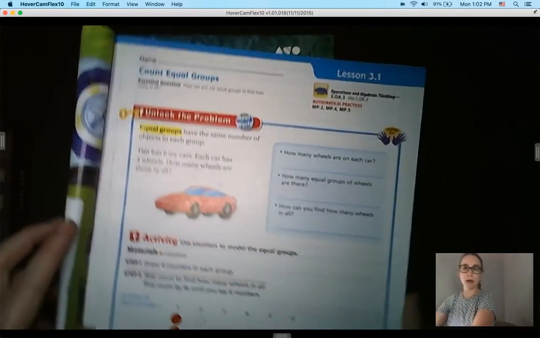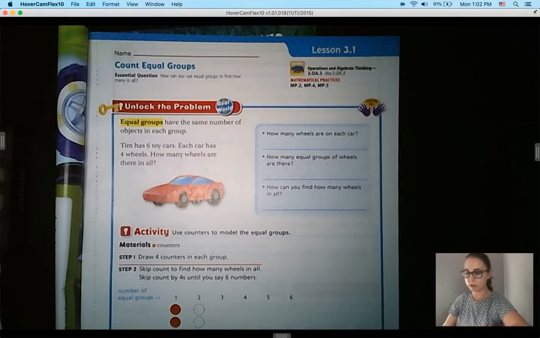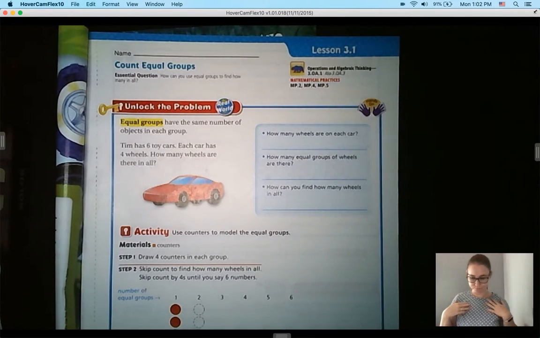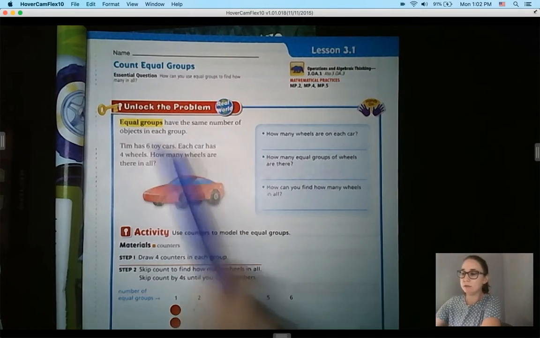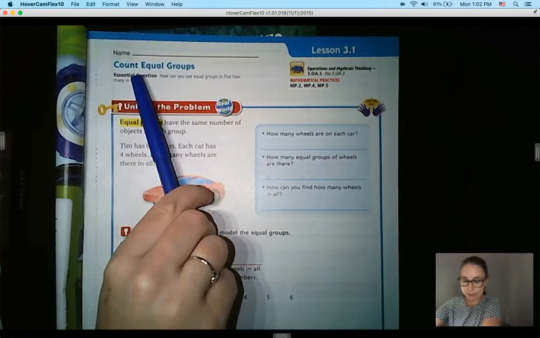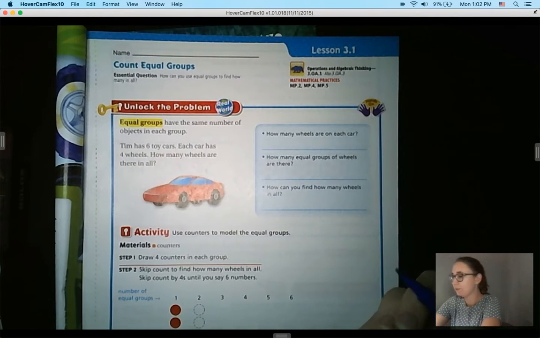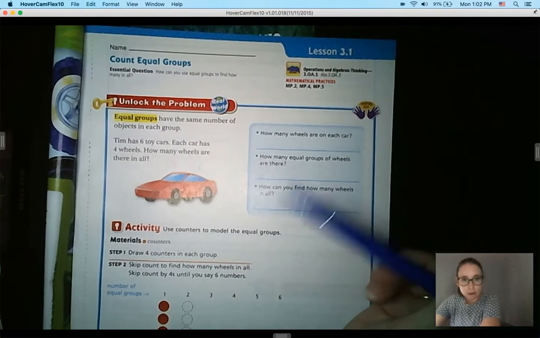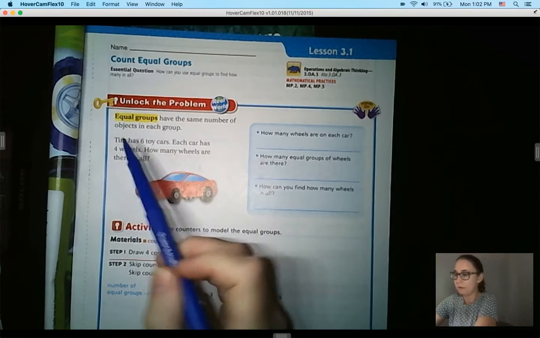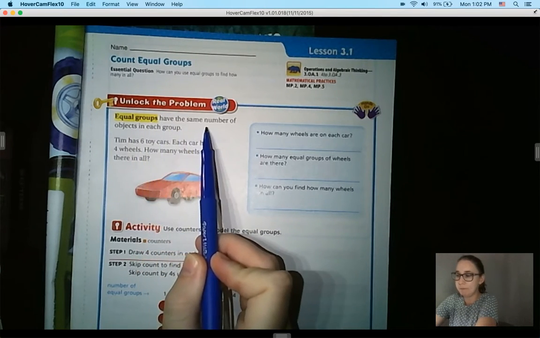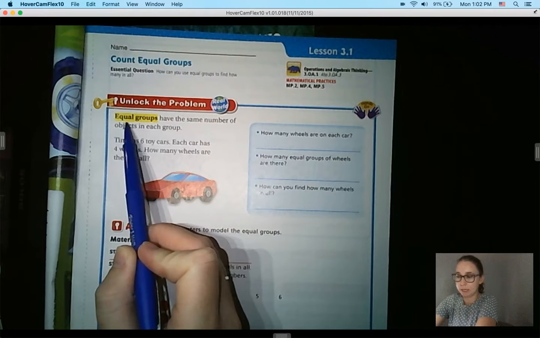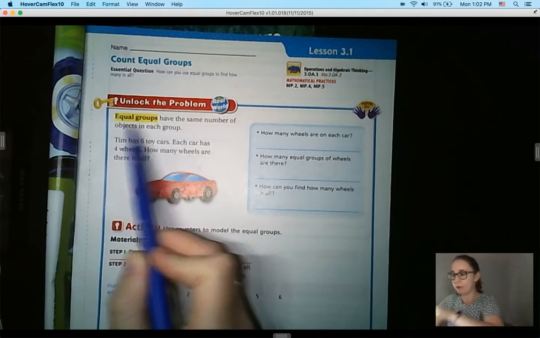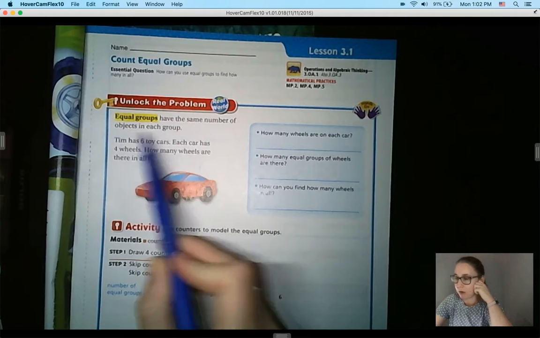So if you need to pause your video to get this ready, you can do so and press play when you're ready. Okay, so you should be on lesson 3.1, and it is counting equal groups. And remember, we said equal means the same value. So in our Unlock the Problem, we have equal groups have the same number of objects in each group. So we have a vocabulary word here, equal groups. That means the same value, the same amount, the same number of objects in each group.